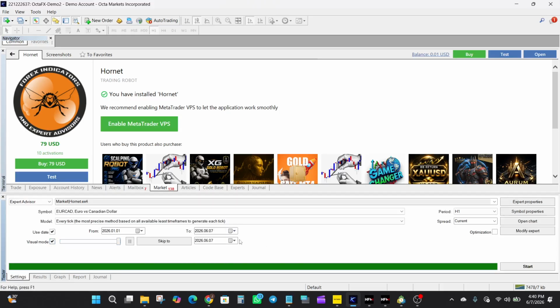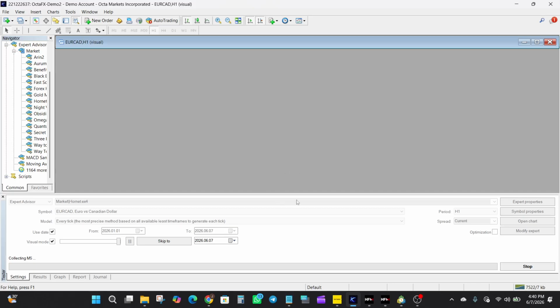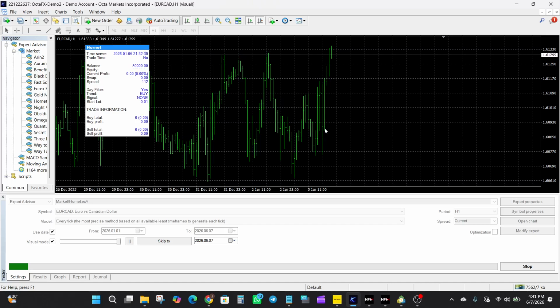So I'm going to turn on the visual mode, same settings, and let's just see the EA in action. All right. So looking at the historical backtest results, I want to observe how the EA reacts during different market phases. Since the strategy is built around regression channels, price action patterns, and trend confirmation, the key thing here is how well it aligns entries with directional movement rather than reacting too late or too early.